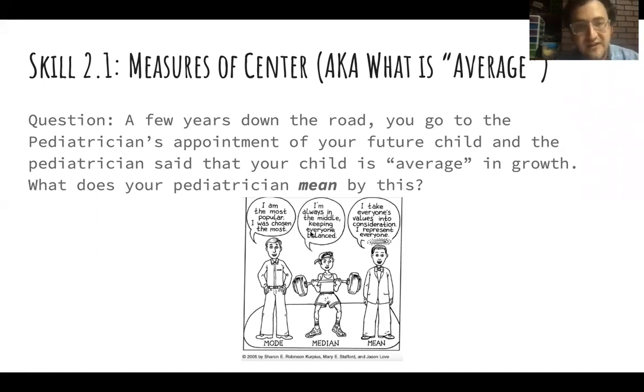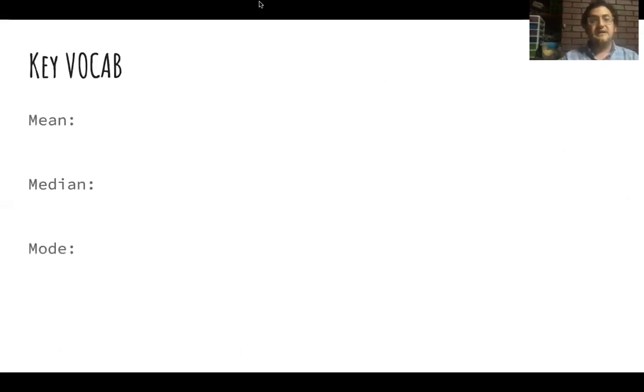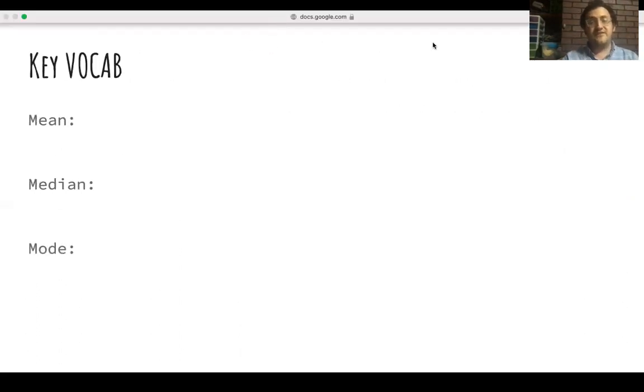So we have a little comic here. The mode says, I am the most popular. I was chosen the most. The median says, I'm always in the middle, keeping everyone balanced. And then the mean says, I take everyone's values into consideration. I represent everyone. So let's formally define these.